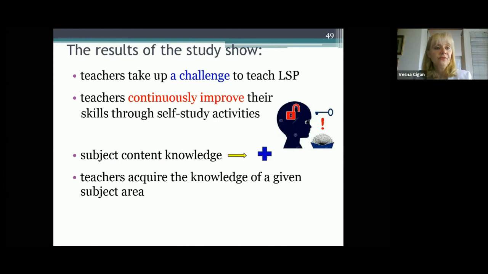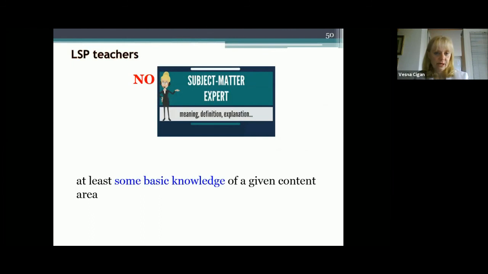Despite the fact that LSP teachers are offered rather scarce specialized education, they take up the challenge to teach LSP. Finding themselves in a job situation they were not trained for, the teachers continuously improve their skills and knowledge through a wide variety of self-development activities. For most of the respondents, knowledge of student specialism is undoubtedly important and of great help in teaching LSP. The teachers use different activities and strategies to acquire the knowledge of a given subject area.